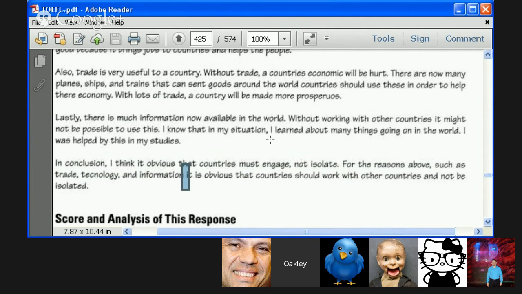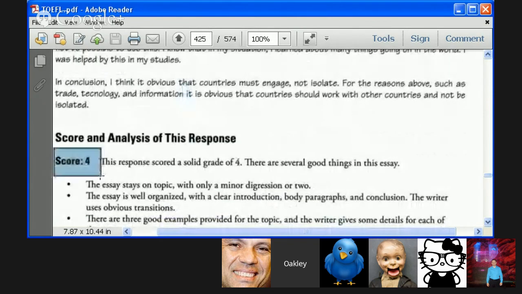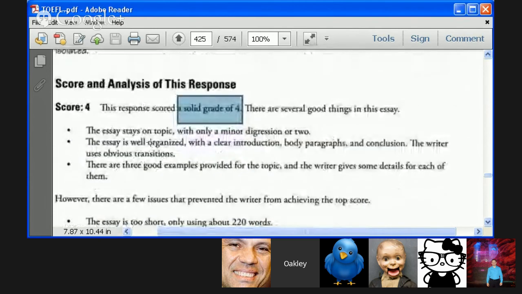3.0. And actually, the score that this essay really got on the TOEFL test was a 4. Solid 4. No doubt, not an edge 4, a solid 4. And here, my friends, is why.